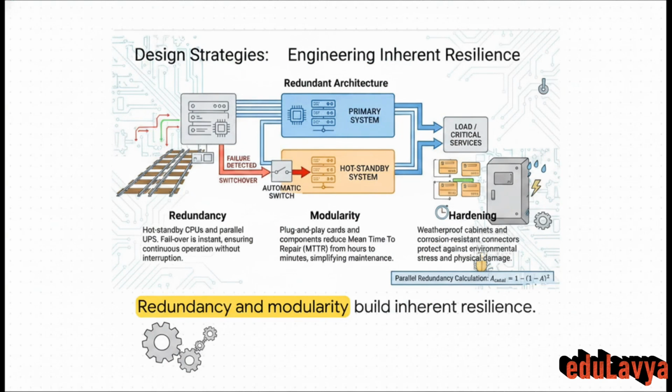First up is redundancy. You install hot standby systems. Think dual power supplies or dual processors. If the primary system fails, an automatic switch detects the drop and instantly fails over to the backup, ensuring completely continuous operation. Second is modularity. Instead of hardwiring these incredibly complex systems, you design them with plug-and-play cards. When a component fails, a tech doesn't have to spend hours out there diagnosing a bundle of wires. They just pull out the bad card, plug in a fresh one, and you slash repair times from hours down to mere minutes. And third is hardening.